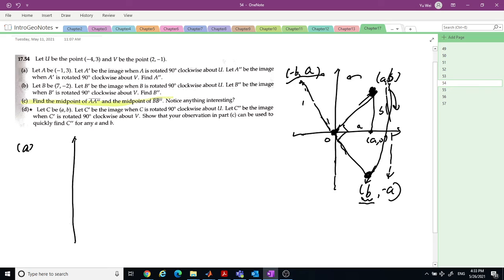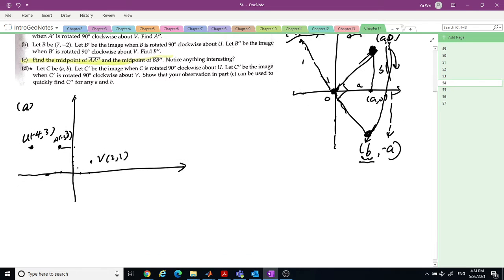Okay, so we have a coordinate system, and we have the point u is negative 4, 3. Okay, and we have v is 2 and 1. Okay, so we have a is negative 1 and 3, right? So now let's see.